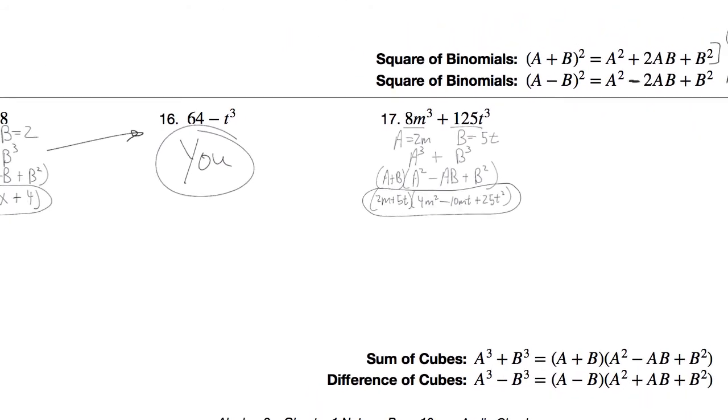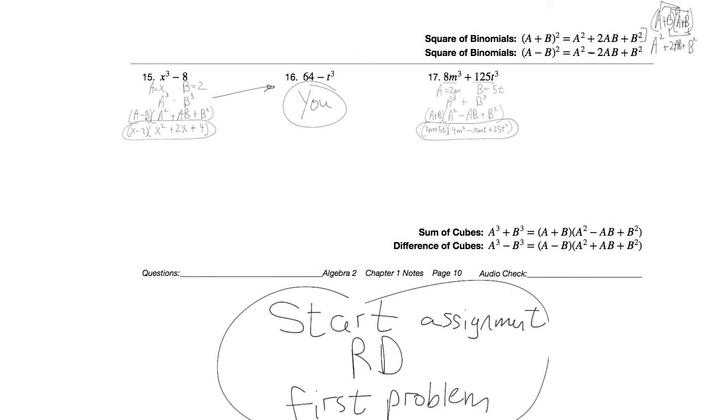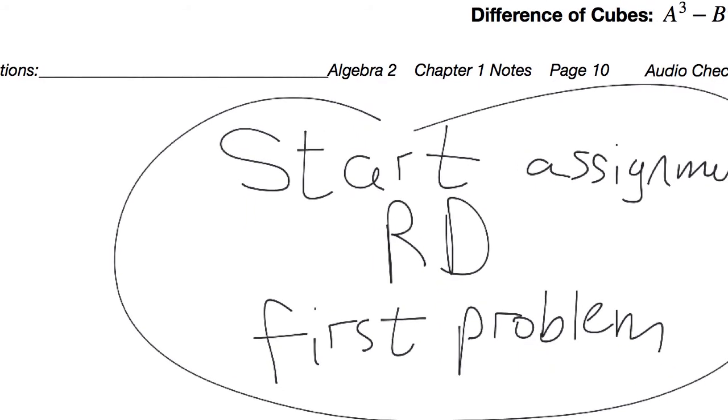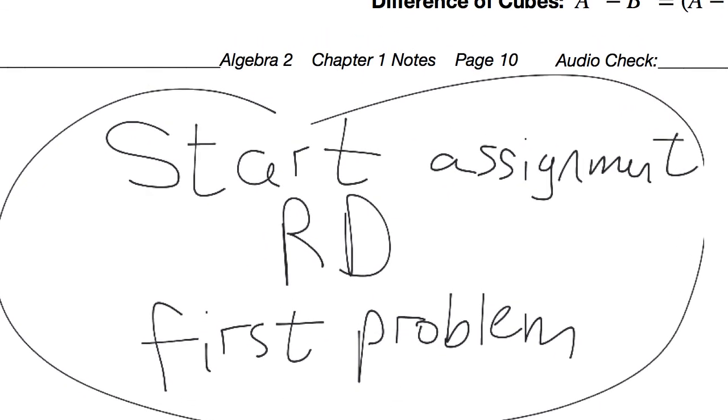So, that's it. That's everything. And what I'd like you to do is start assignment RD. I want you to get out your composition book. I want you to write the problem list out at the top of your composition book, and then just start the first problem. And that should give you plenty to talk about when we get back to class. Take care, and I'll see you then.